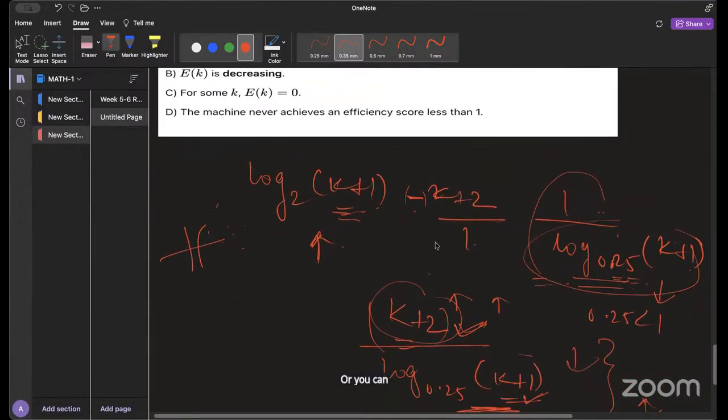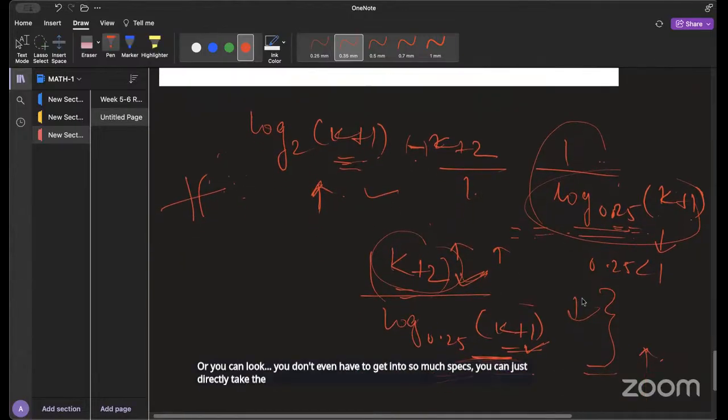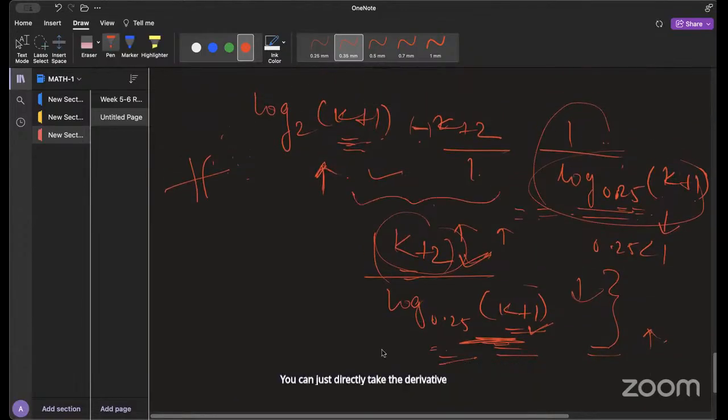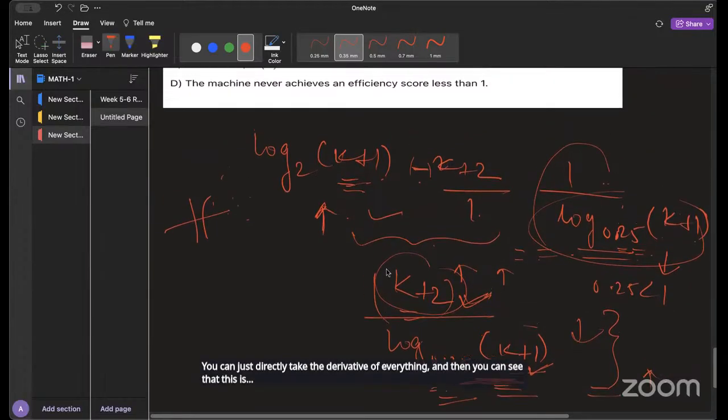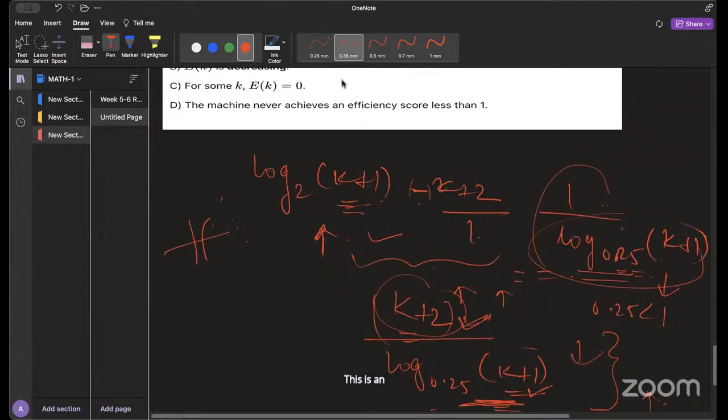Or you can look, you don't even have to get into so much stress. You can just directly take the derivative of this thing. You can just directly take the derivative of everything and then you can see that this is an increasing function. Just give it a try.